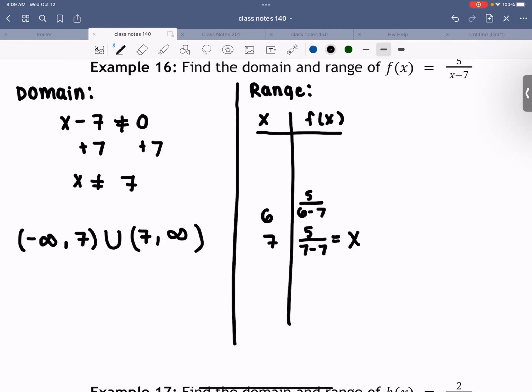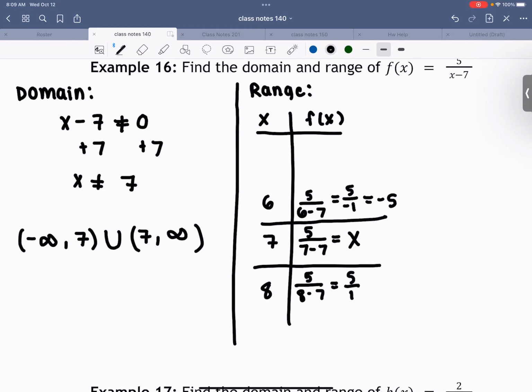So that would be 5/6 minus 7. And I'm going to move the 6 up so you guys can see it better. 6 minus 7 is -1. So this is -5. I know that we have -5 at 6. I guess I can plug in 8, right? 8 would also work because that's a little bit after 7. And I'd get 5/8 minus 7, 5/1, which is +5.